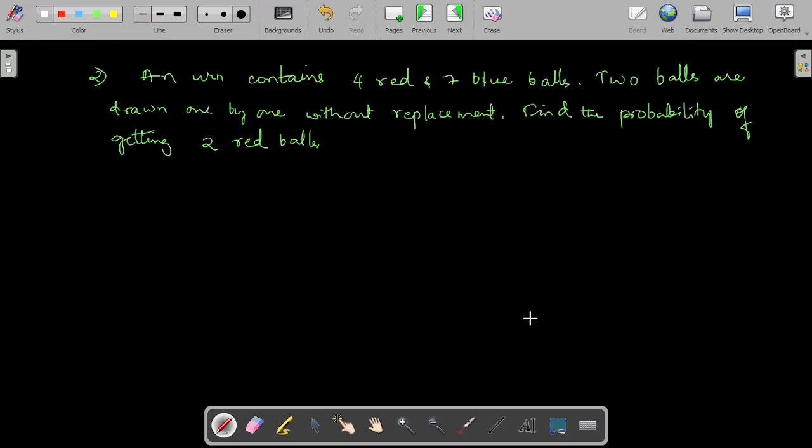One more question. An urn contains 4 red and 7 blue balls. This is given. 2 balls are drawn one by one without replacement. Find the probability of getting 2 red balls. So this is the given question. First you have to understand on what concept this question is asked. It is asked on the multiplication theorem.